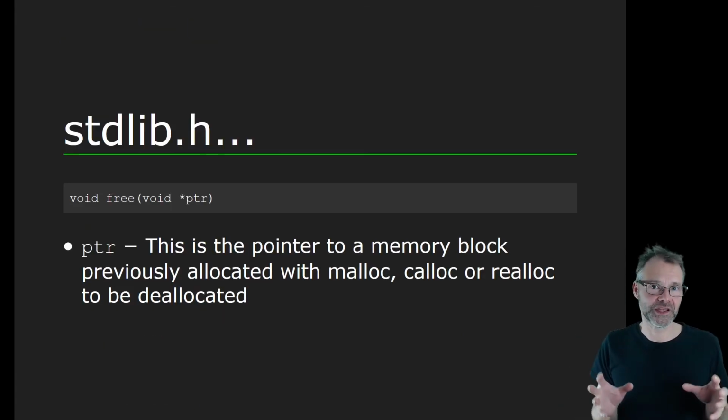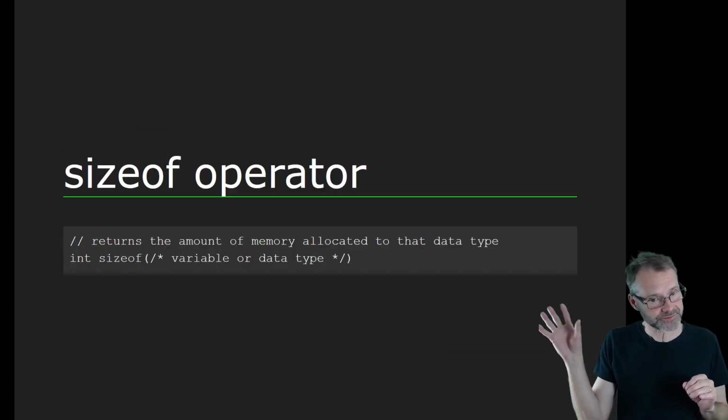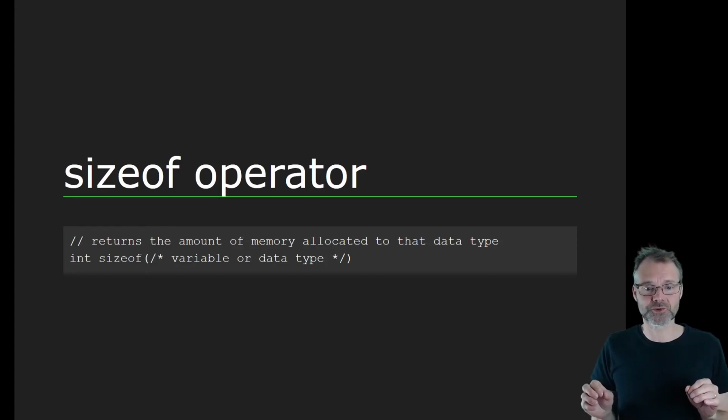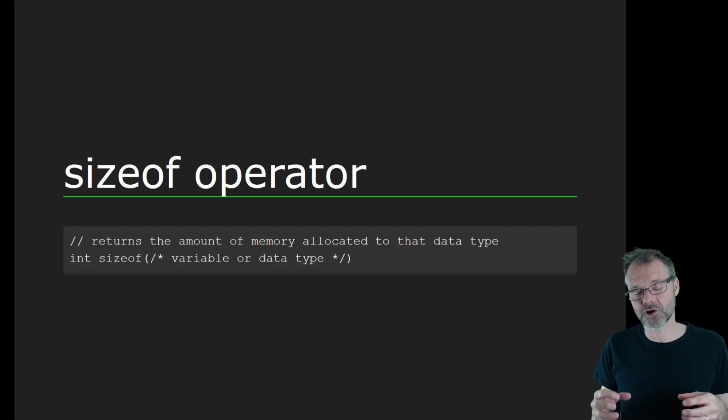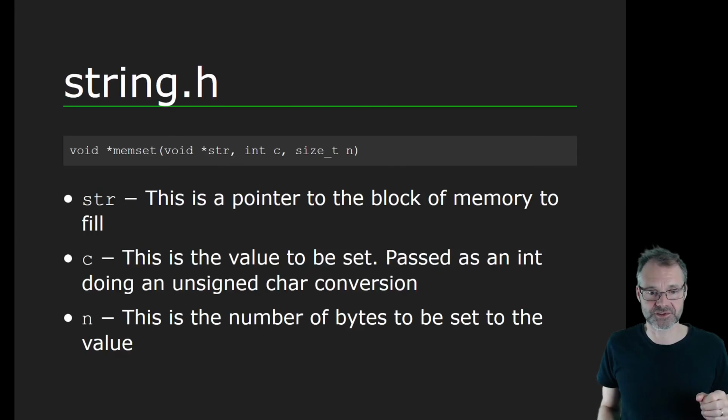We talked about free and the importance of freeing, deallocating the memory that we have previously allocated with malloc, realloc, calloc. And that is important. There's no such thing as automatic garbage collection of this memory in C. We talked about the sizeof operator, so it returns the amount of bytes that is allocated to this specific data type.